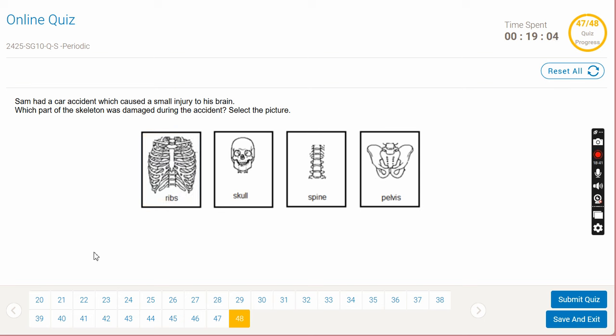Now the last question. Sam had a car accident which caused a small injury to his brain. Now if there's an injury to the brain, what is happening? There is damage to the skull.